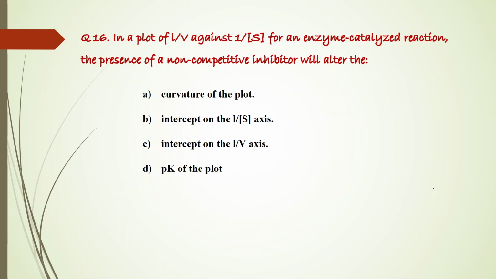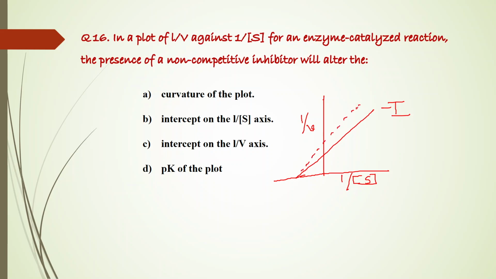It states, in a plot of 1 by V against 1 by S for an enzyme catalyzed reaction, the presence of a non-competitive inhibitor will alter what? I will go through this very quickly because I have discussed this numerous times. This is your 1 by V versus 1 by substrate concentration. This is without inhibitor, and in case of a non-competitive inhibitor, it will look something like this in presence of I.